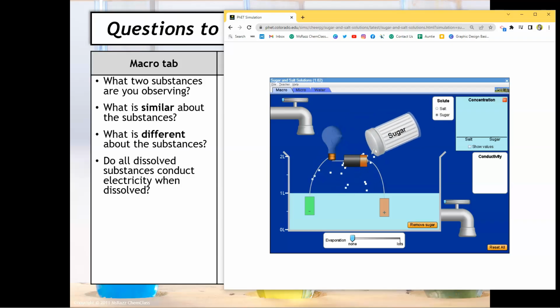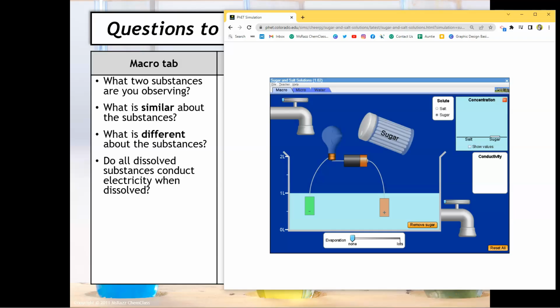Okay, so right away we're seeing that with our sugar, no matter how much I put in here, I'm going to keep going. No matter how much I put in here, you can see the light bulb is not lighting up. But let's see if we need, oh, looks like we're out of sugar. Okay, so I would say one of the differences about these two substances is that the sugar does not conduct electricity, but salt does. And it looks like that kind of answers the last question about do all dissolved substances conduct electricity? So the answer is no.